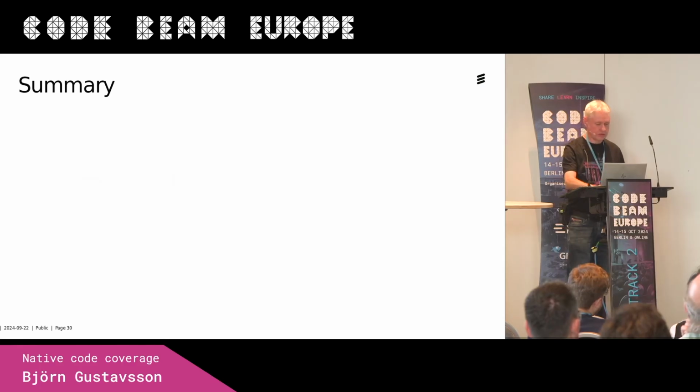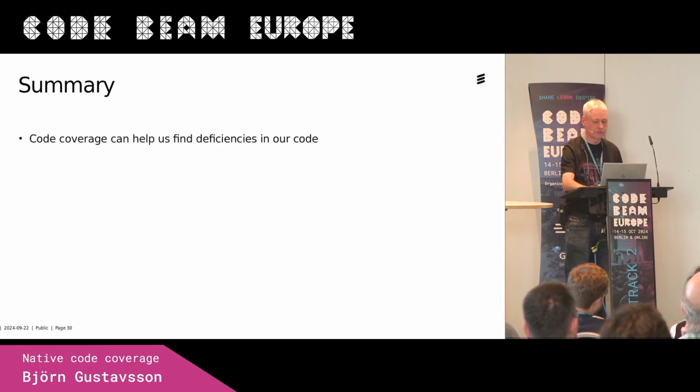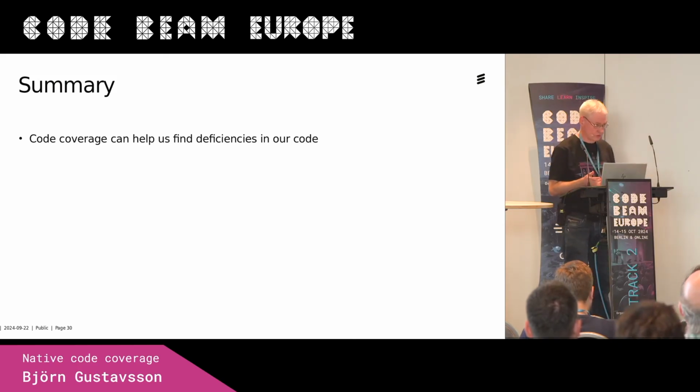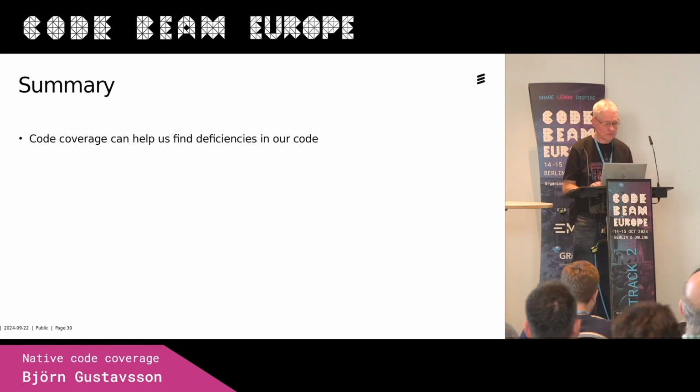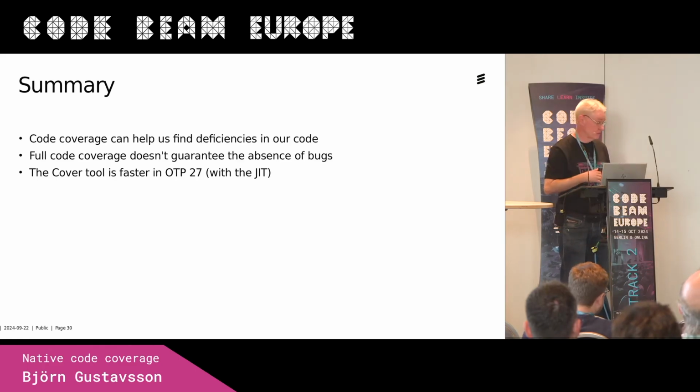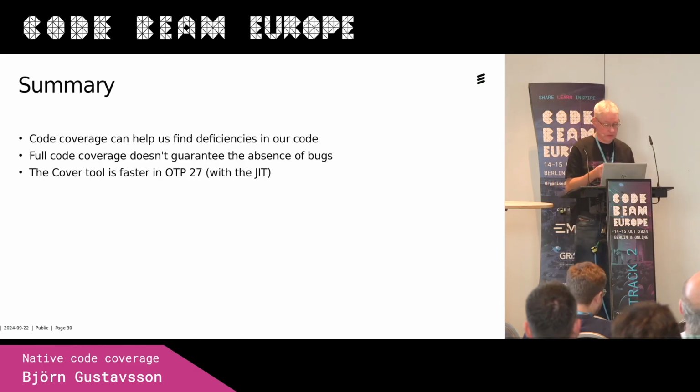So I think it's time to wrap up. Code coverage can help us find deficiencies in our code. Execution counts can show that something is executed too much, so that can be very useful. Even if you have full code coverage, it does not guarantee that there are no more bugs. We will need to think a little bit more to see if a covered line could be in different states and so on.